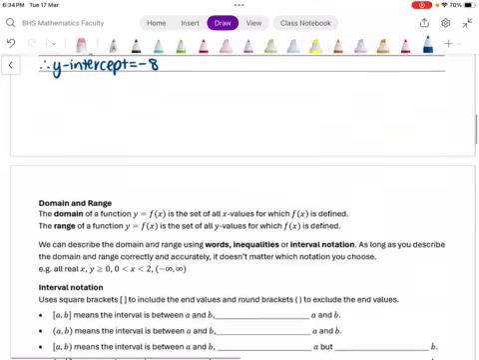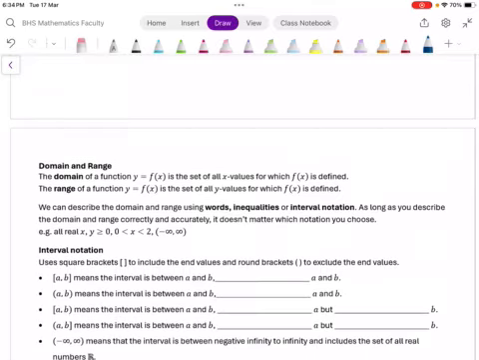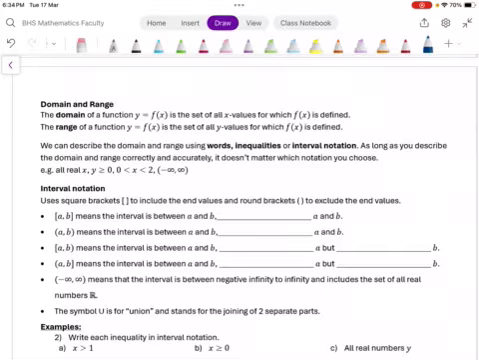Okay, moving on, we have the domain and range of the function. The domain of a function y equals f of x is the set of all x values for which the function is defined. So it's all the values that x can be. The range of a function y equals f of x is the set of all y values for which f of x is defined. We can describe the domain and range using words, inequalities, or interval notation. As long as we describe the domain and range correctly and accurately, it doesn't matter which notation we choose.